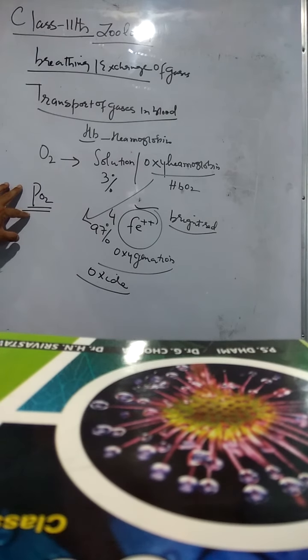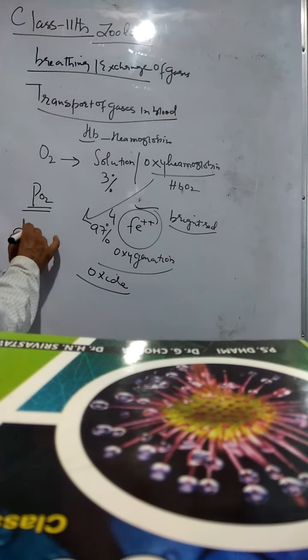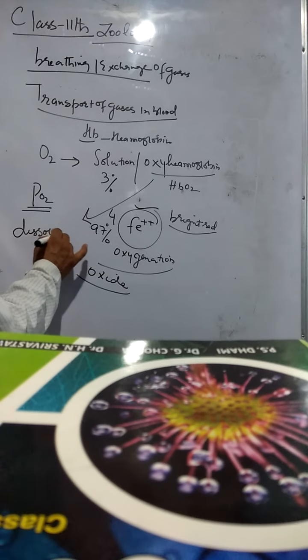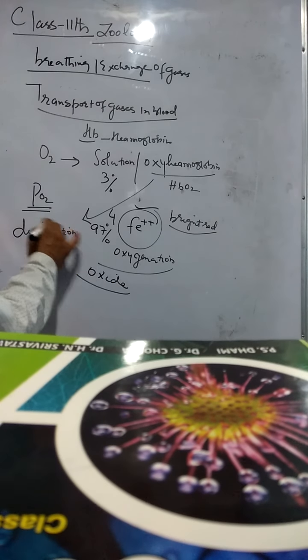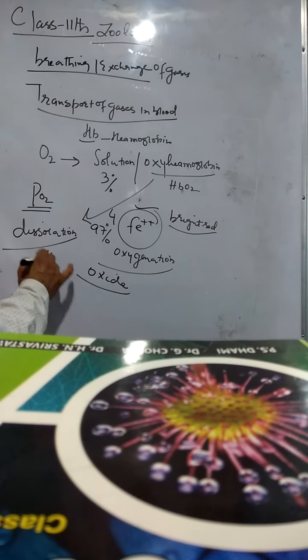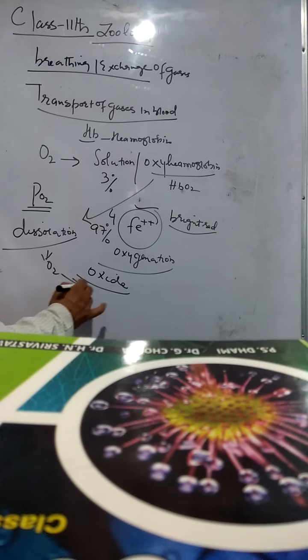But in the tissue capillaries, where there is low partial pressure of oxygen and high partial pressure of carbon dioxide, the dissociation of this oxyhemoglobin takes place, and oxygen is released there, that passes to the blood and finally is carried to the heart and to all parts of the body.